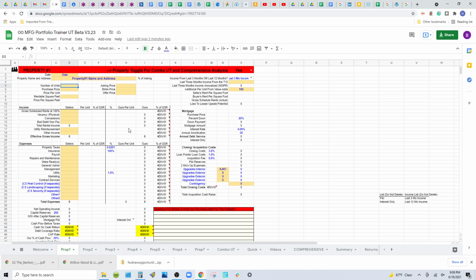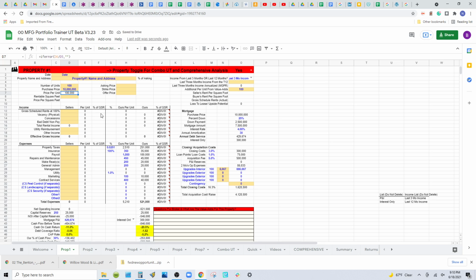So let's just rough it in so you can see what happens as you fill it in. You can start with the date and the property name and address. Put the address in, please, so we can look it up on the different databases we have and get specific on the area it's in, especially what class the area is. So start with number of units, and let's make it up. Let's pretend we have 100 units. It's a $10 million property.